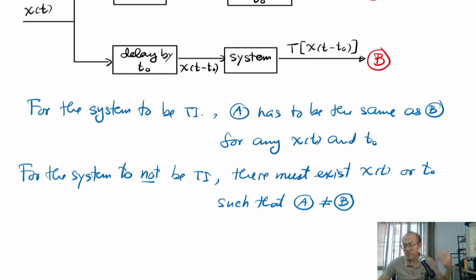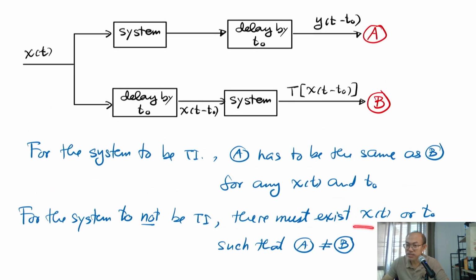In the previous example, I was demonstrating that the system was not time invariant. So what I did was I gave a counter example, x of t equal to u and t0 equal to 1. And I showed that with x equal to u and t0 equal to 1, A and B were not equal, like we have seen earlier. But if we wanted to show that this system was time invariant, then we'd have to show that these two are equal for all inputs and all delays t0, which we will do in a moment.